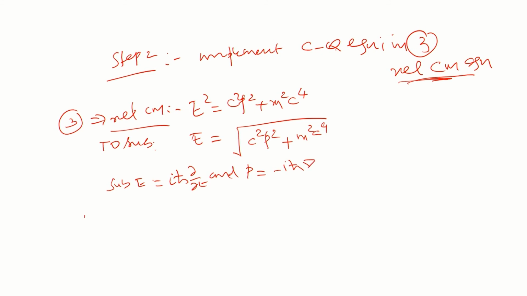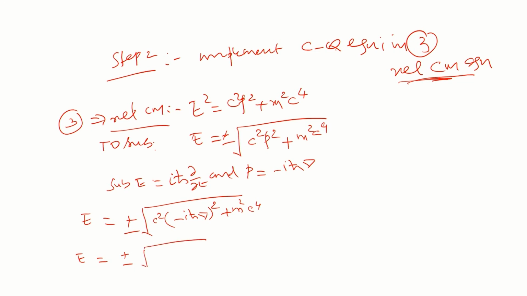So, E equal to, whenever we are taking square root, there will be a plus or minus sign, that we have to include. So, plus or minus root of C square into (minus iħ del) square plus M square C power 4. Making square, we have E equal to plus or minus root of, minus square is plus, i square is minus 1, C square ħ square del square plus M square C power 4.